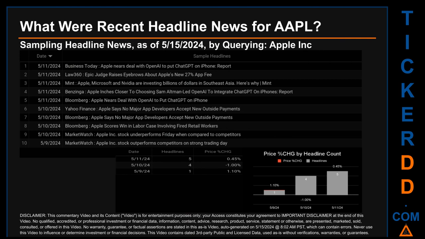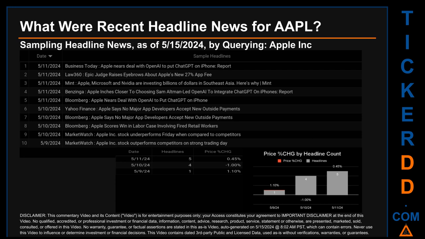Business Today published the headline that read, Apple nears deal with OpenAI to put ChatGPT on iPhone. Report. Law 360 published the headline that read, Epic judge raises eyebrows about Apple's new 27% app fee. Mint published the headline that read, Apple, Microsoft and Nvidia are investing billions of dollars in Southeast Asia. Here's why. Mint. Benzinga published the headline that read, Apple inches closer to choosing Sam Altman-led OpenAI to integrate ChatGPT on iPhones. Report. Bloomberg published the headline that read, Apple nears deal with OpenAI to put ChatGPT on iPhone.